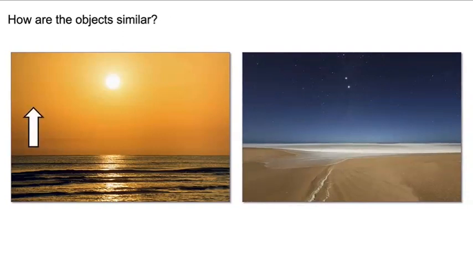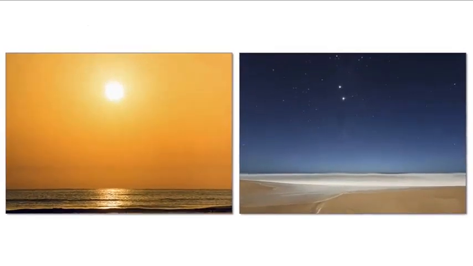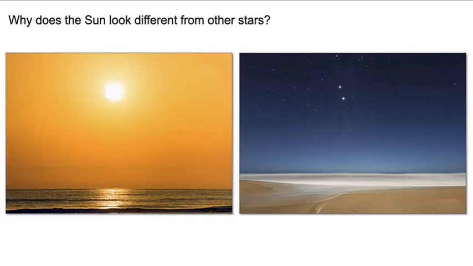All the objects are in the sky. And even though the sun is brighter than the stars, both the sun and the stars are bright. The sun and the stars look very different in the sky, but the sun is also a star. In this lesson, we will learn more about the sun and other stars as we explore the question, why does the sun look different from other stars?